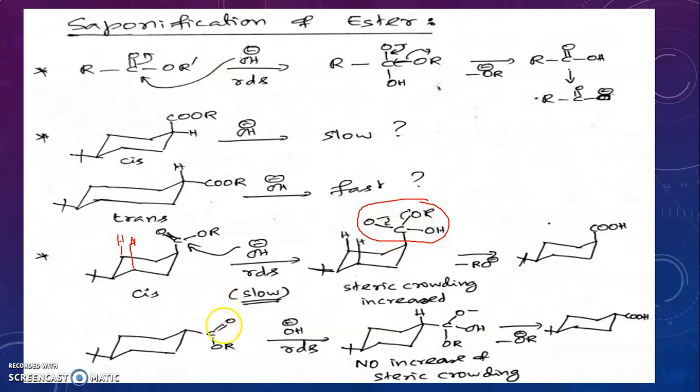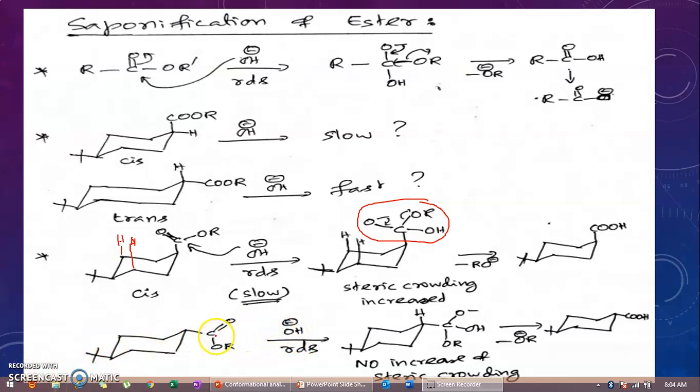Are you clear? Suppose you take the trans isomer. In the trans isomer, this ester group is in the equatorial position. In the equatorial position, the interactions are generally less, right? So when OH minus attacks the carbonyl carbon, you will get this species, but this part is again present in the equatorial position. It doesn't make any steric crowding. Therefore, here there is no big change in stability, so this reaction occurs faster.